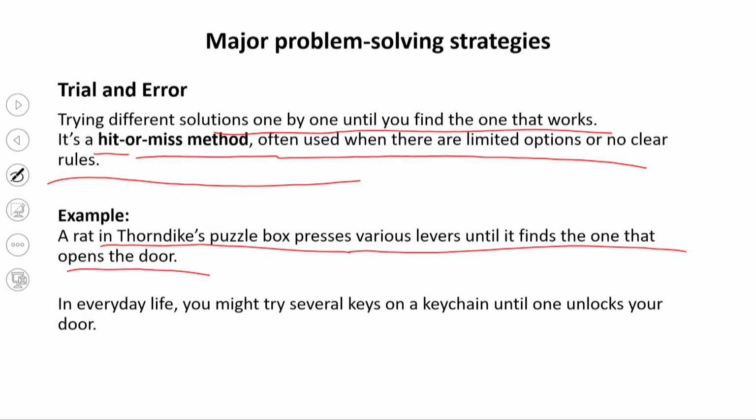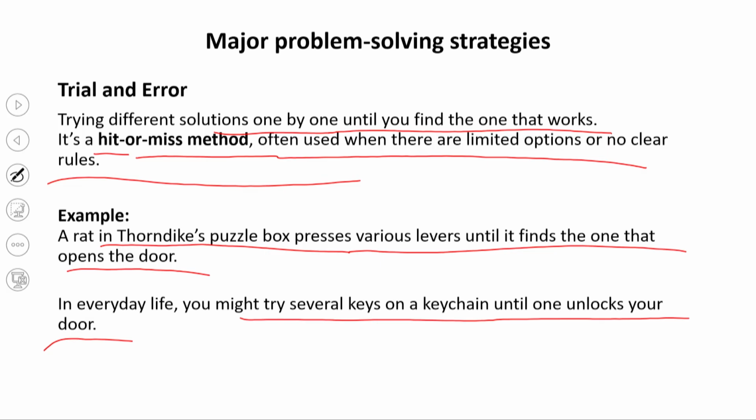In everyday life, you might try several keys on a keychain until one unlocks the door. For example, you have a lock and you have a bunch of keys. You don't know which key is the right key for the lock. So, we use trial and error. We start with one, and if it does not fit, we use another one, and something like that. So, this is a typical case of trial and error. That is one way we try to solve problems.